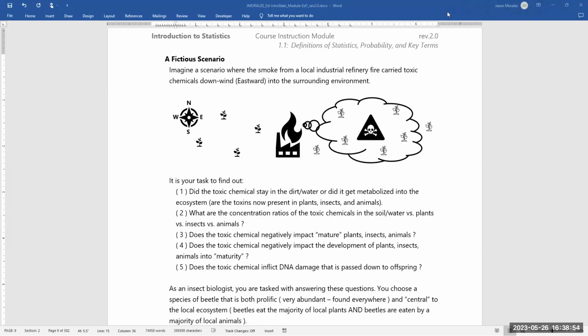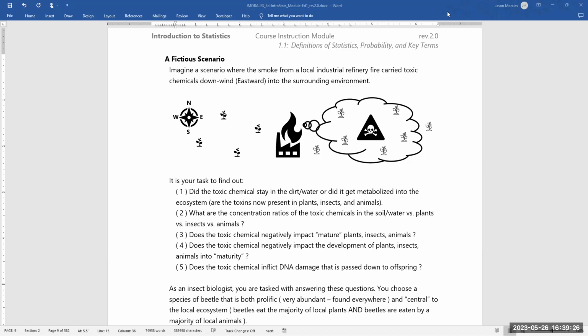Let's look at a fictitious scenario. Imagine the smoke from a local industrial refinery fire carried toxic chemicals downwind, eastward, into the surrounding environment. It is your task to find out, number one, did the toxic chemicals stay in the dirt or water, or did they get metabolized into the ecosystem? Two, what are the concentration ratios of the toxic chemicals in the soil or water versus plants, insects, and animals?